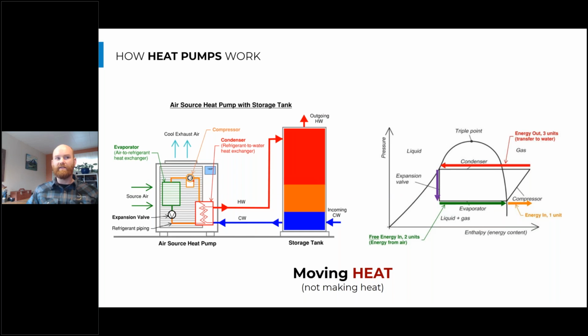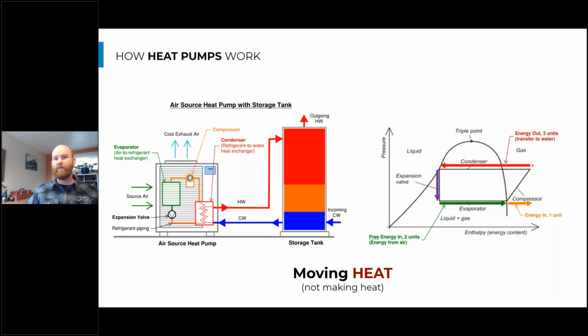Then we go through the compressor, and the compressor is essentially a pump. It's pressurizing the refrigerant, which is boosting the temperature because temperature and pressure are correlated here. And so we can put energy in here to essentially boost the temperature of the refrigerant. So now we increase the temperature of the refrigerant and we go through another heat exchanger, our condenser. This is our refrigerant to water heat exchanger. We're taking heat out of the refrigerant and putting it into domestic hot water.